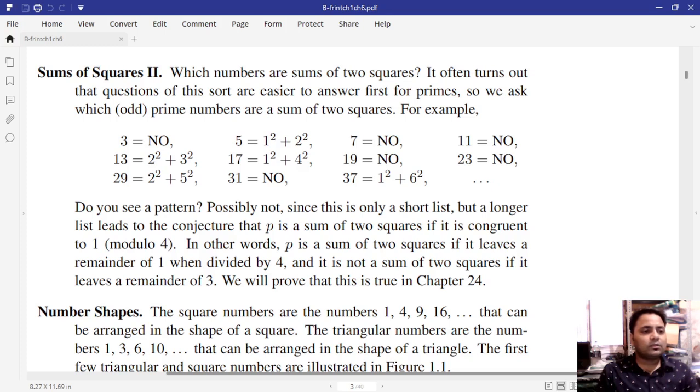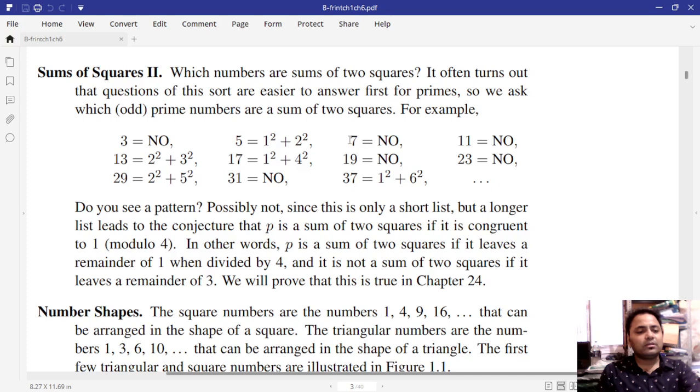In the first point, the sum of squares: which numbers are a sum of two squares? It often turns out that questions of this sort are easier to answer first for primes. So we ask which odd prime numbers are a sum of two squares. For example, 3 is not the sum of two squares. 5, yes, this is a sum of two squares. 1 and 2 are the numbers involved here: 1 squared plus 2 squared equals 5.